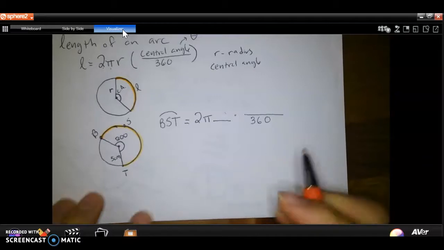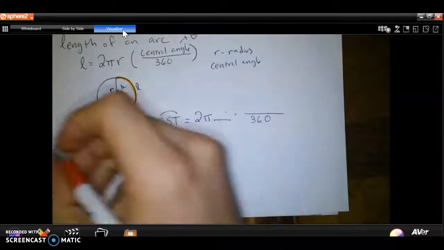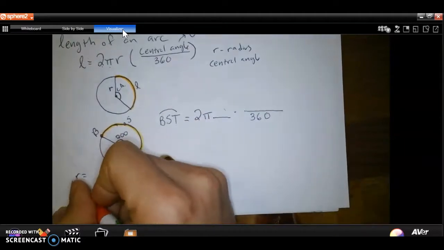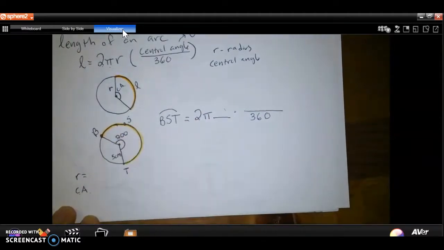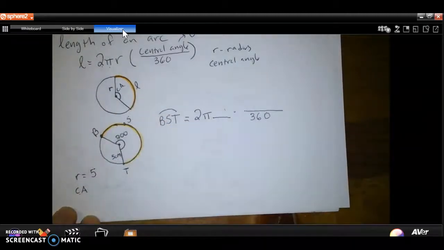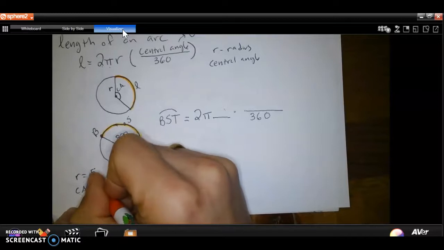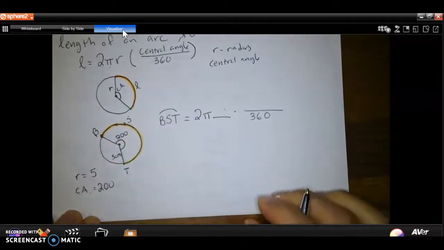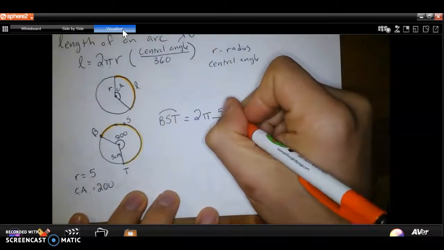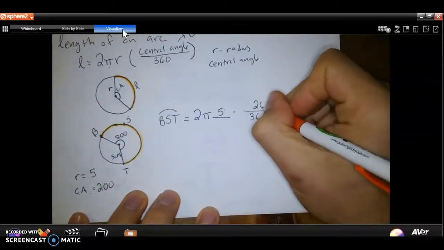What I want you to try and do is see if we can determine what our r is and what our central angle is, because those are the only two things we need to know. Pretty easy. r is 5, and our central angle is 200. So I'm going to substitute that in: 5, 200.